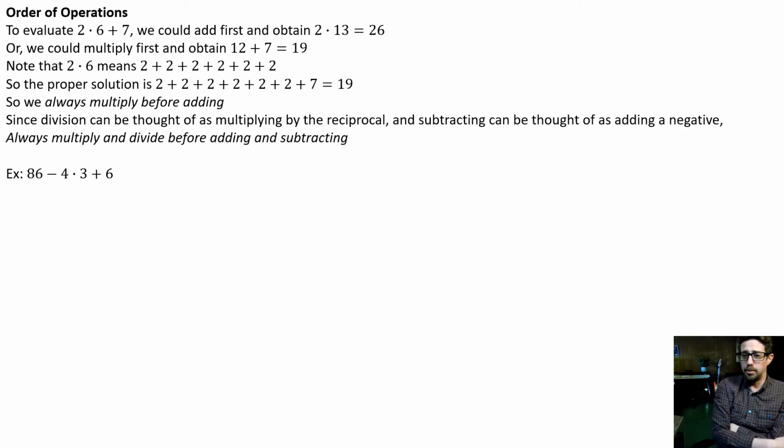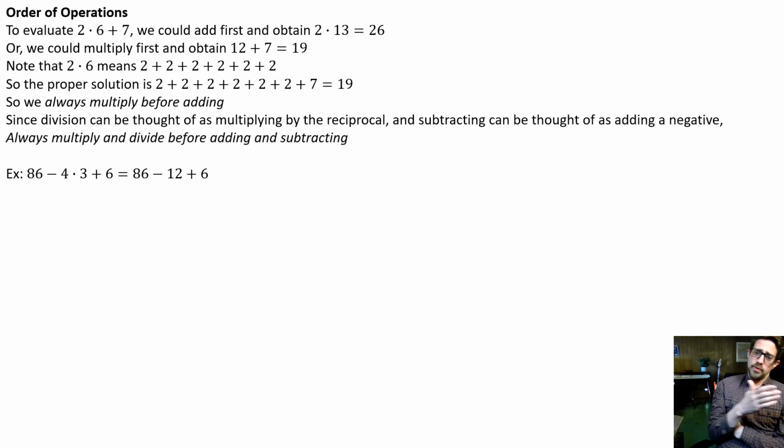Okay, so let's do a couple examples. I want to do plenty of examples here. So in this expression, if you just went from left to right, you'd go 86 minus 4 first and get 82, but that's wrong. That would give you the wrong answer. Instead, you just look for multiplication, so 4 times 3. So you do that first, and then this turns into 86 minus 12 plus 6.